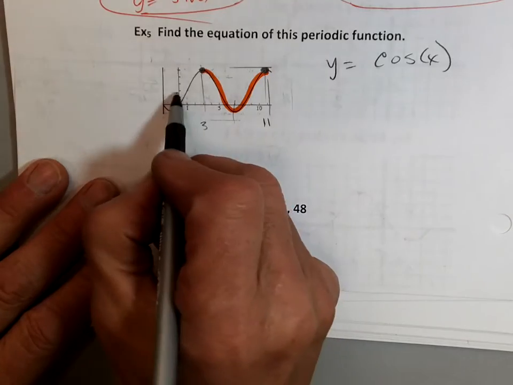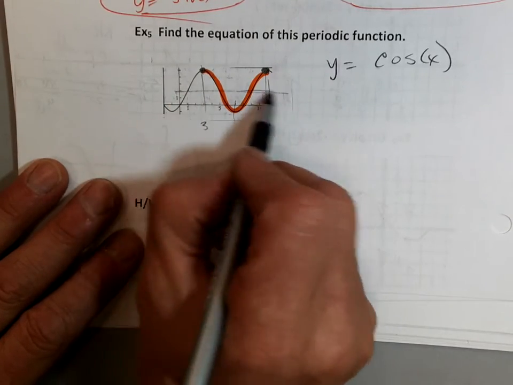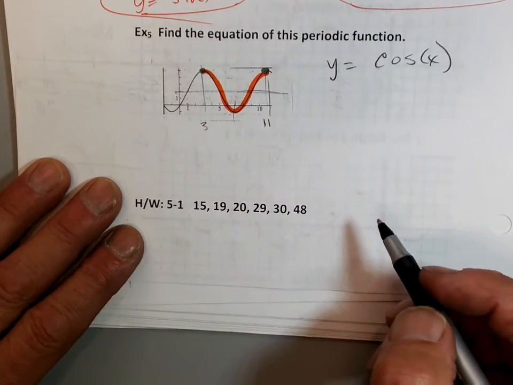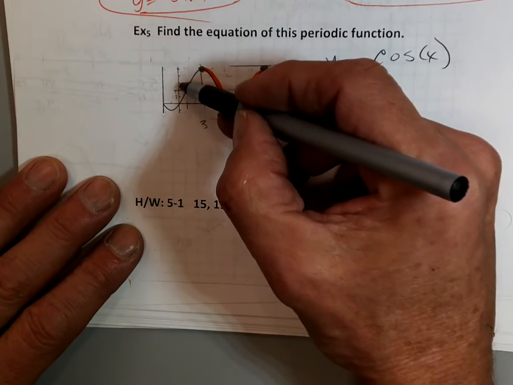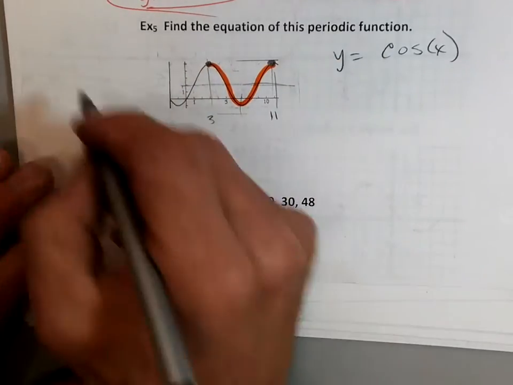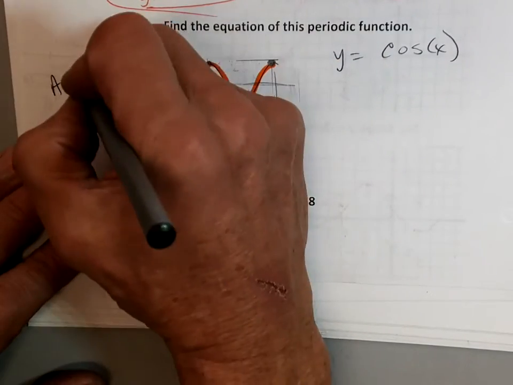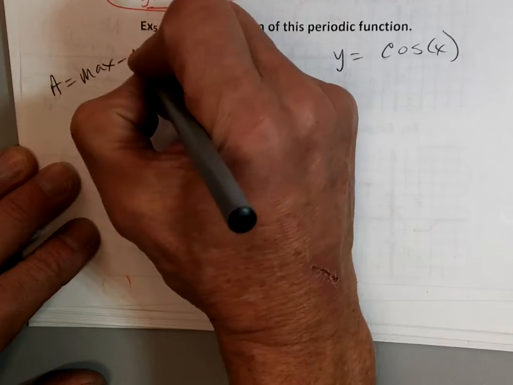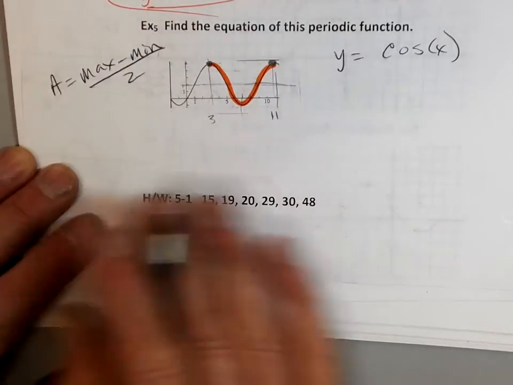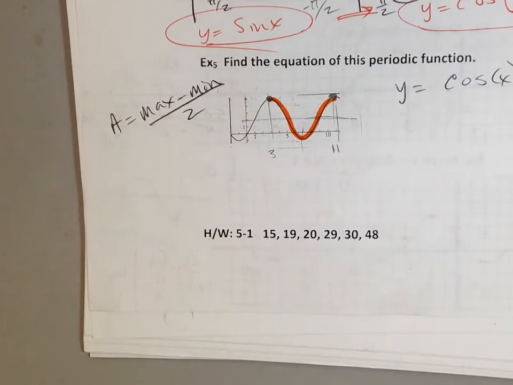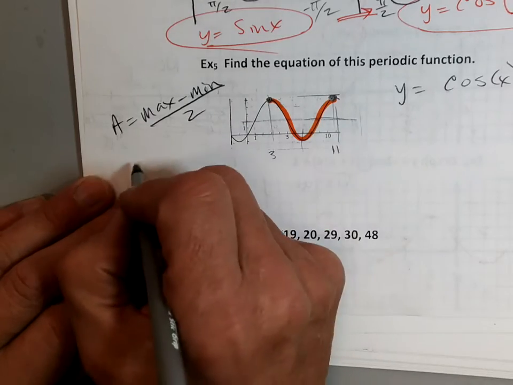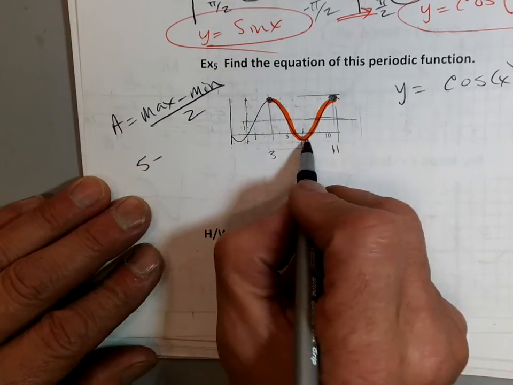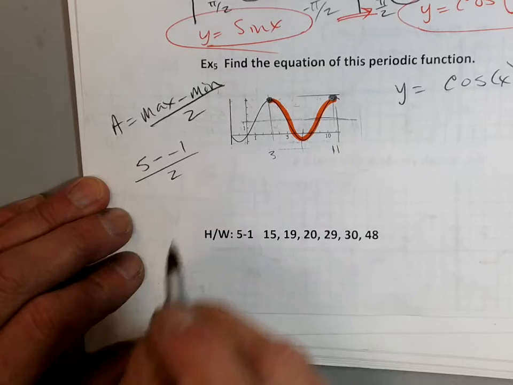What's the amplitude? 8? No, that's the period, but good. What's the amplitude? 5? It looks like it's up 1, 2, 3, down 1, 2, 3. But if you're not sure, the way you find the amplitude is the max minus the min divided by 2. That's the easiest way to find the amplitude. I gave this to you on Friday. So the max is, let's see, 1, 2, 3, 4, 5, minus the min, which is negative 1, divided by 2.